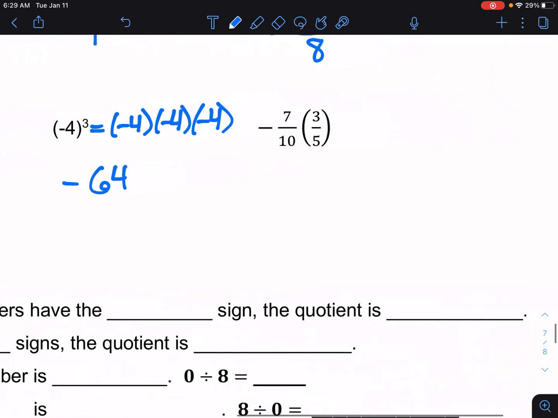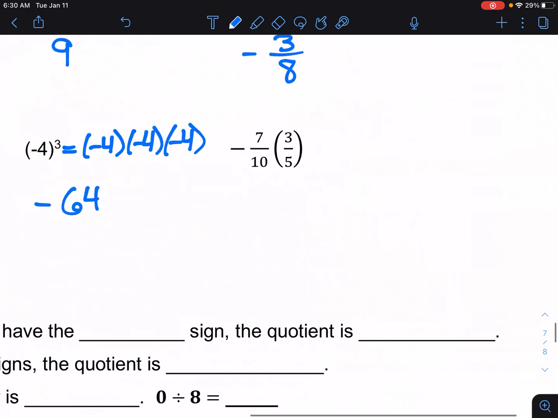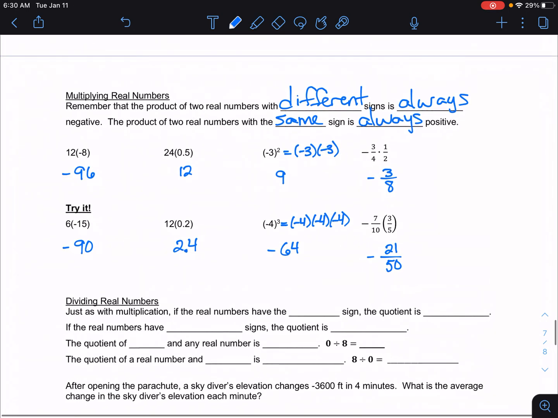And then finally here we've got negative 7/10 times 3/5. Let's multiply going straight across. 7 times 3 is 21. 10 times 5 is 50. And it is a positive times a negative, so final answer does need to be negative. All right, so there's multiplication.